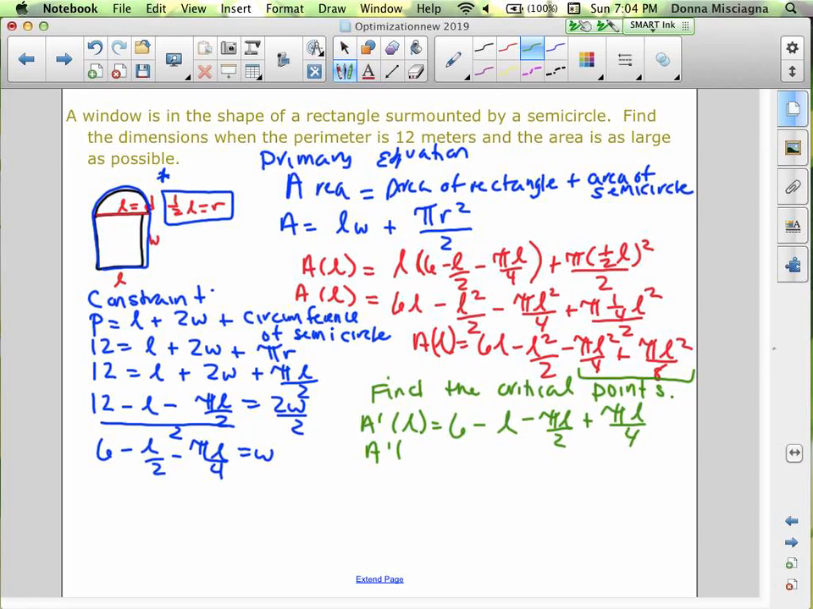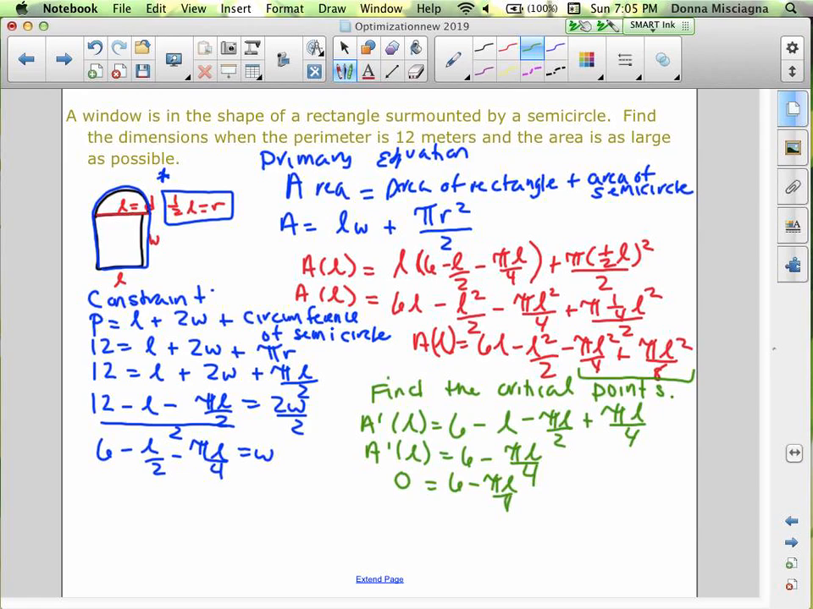So A prime of L equals 6 minus L, and then, so pi L halves is the same as 2 pi L fourths. So negative 2 pi L fourths plus pi L fourths is going to be minus pi L fourths. All right, so now we'll set that equal to 0. Now that's looking much better. We had a lot of terms before. So we have 0 equals 6 minus pi L fourths.